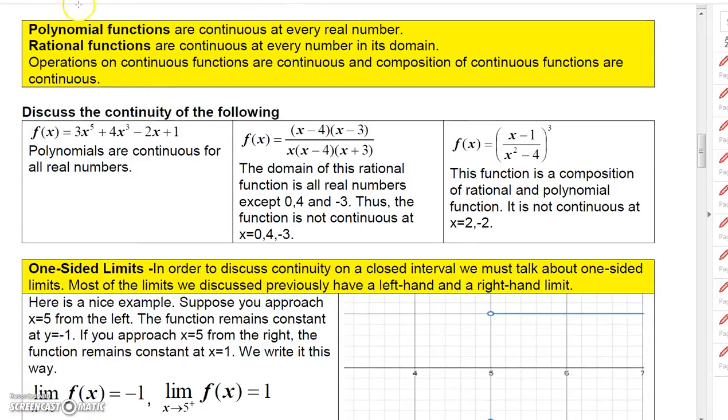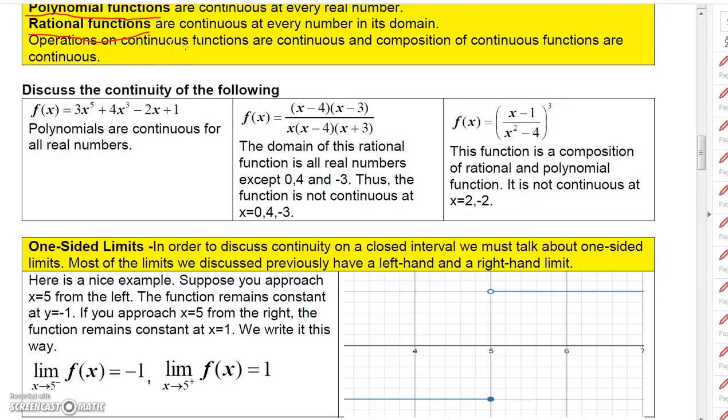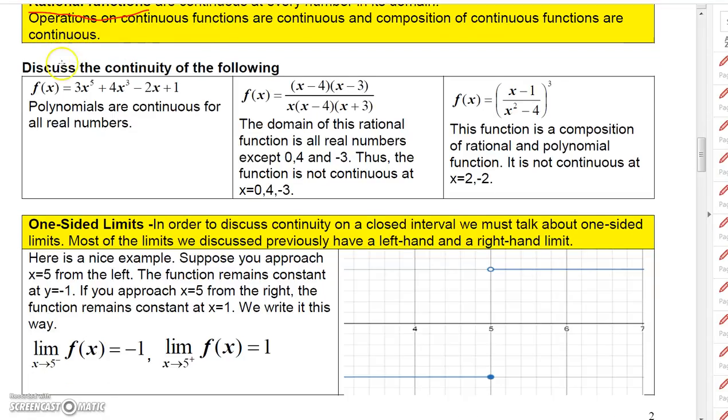Now, the good news is, polynomial functions are continuous at every real number. And rational functions are continuous for all real numbers in their domain. And operations on continuous functions are continuous, and compositions of continuous functions are continuous. So, this is a polynomial, so it's continuous for all real numbers. This is a rational function, so it's continuous everywhere except values that are not in its domain.